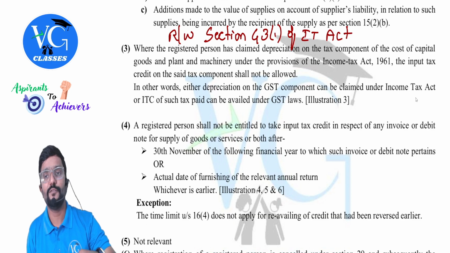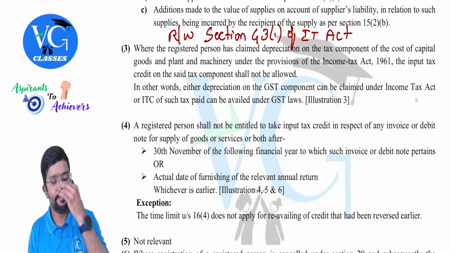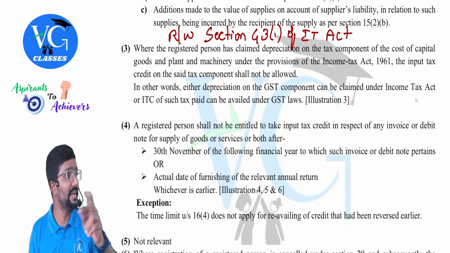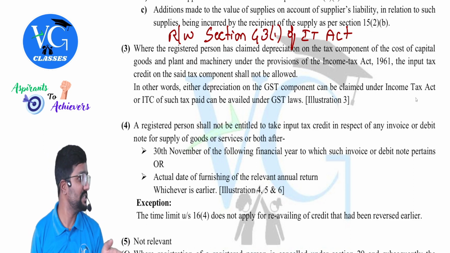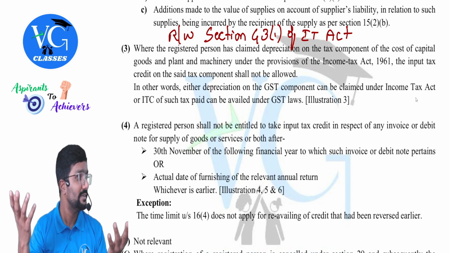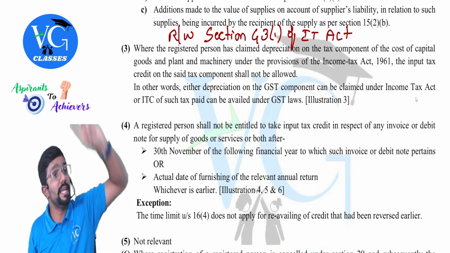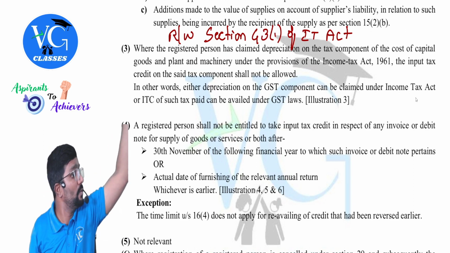Read with section 43 subsection 1 of IT Act. IT means what? Information technology. Income tax. Good. Chalo. And actually you can remember that easily also. 43 subsection 3. Subsection 3 is in GST. Don't mix match both. Okay. Section 16 subsection 3, whereas in income tax it is 43 subsection 1.